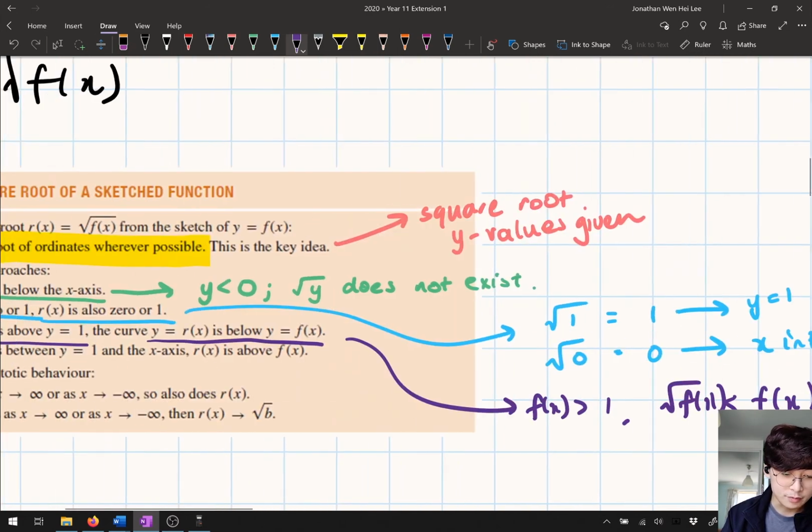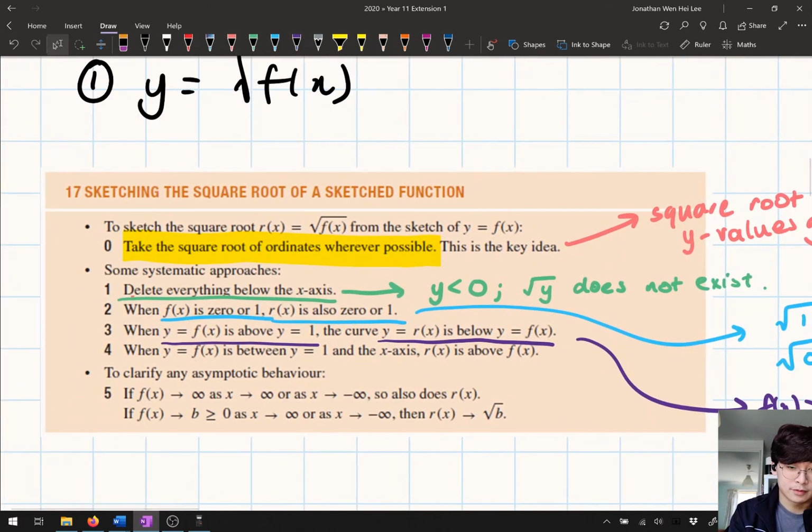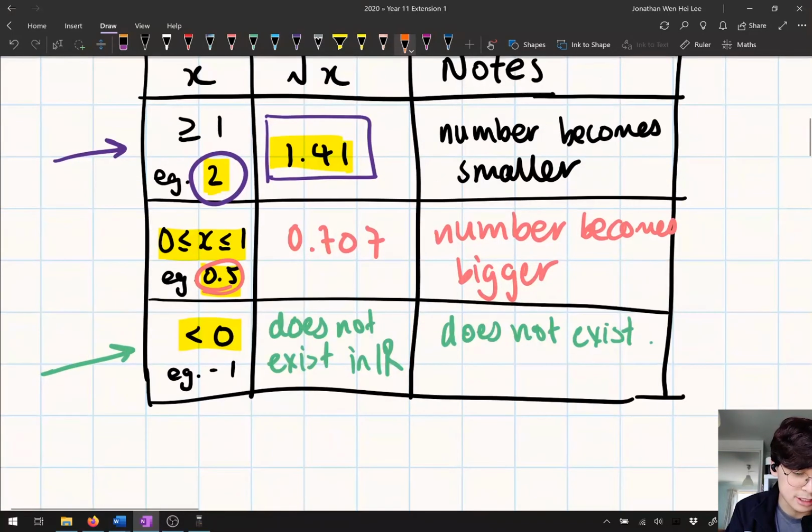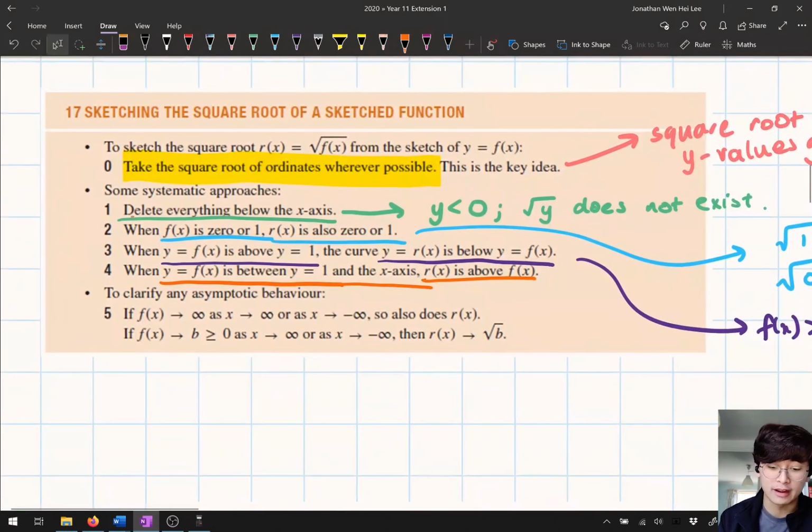Okay. Next one, and I'm going to just try and speed through this. When f of x is between 1 and the x-axis, r of x is above f of x. This is this condition here. This is when y is between 0 and 1, and what we notice is that we get a bigger number. So that is why r of x is going to be above f of x. Okay, so those are those 4 conditions.